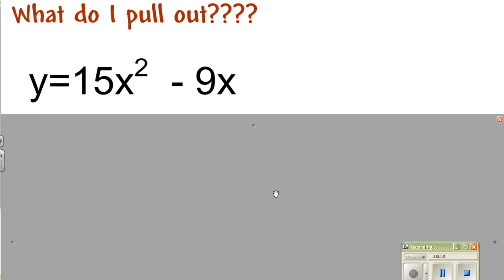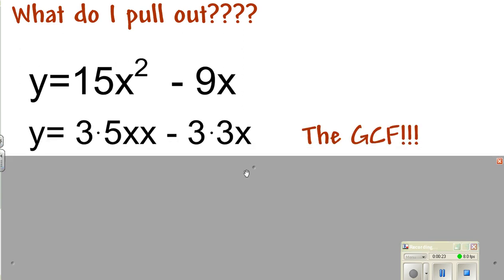So most kids get the idea, okay, so this is distribution done backwards. But then the question is, well, what do I pull out? And it isn't so easy for some people just to look at these two terms and say, oh, well, the greatest common factor is. So what I'm proposing we do is factor each term like that.